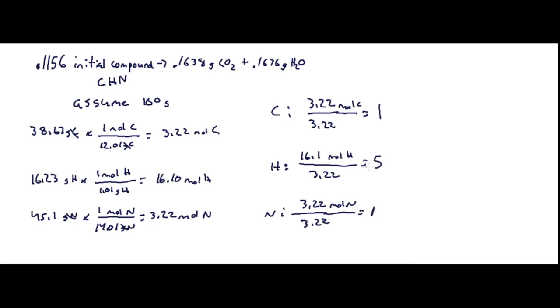So these are the amount of atoms that are in the empirical formula for the compound. So there's 1 carbon, 5 hydrogens, and 1 nitrogen. So that means that the empirical formula was CH5N.